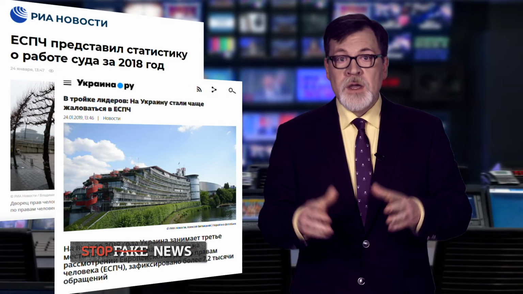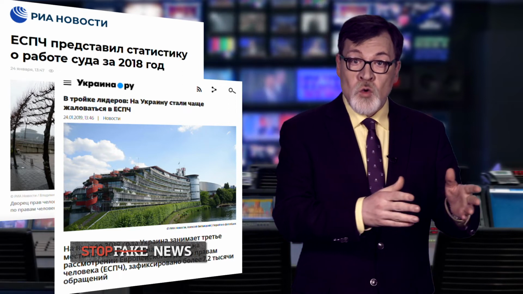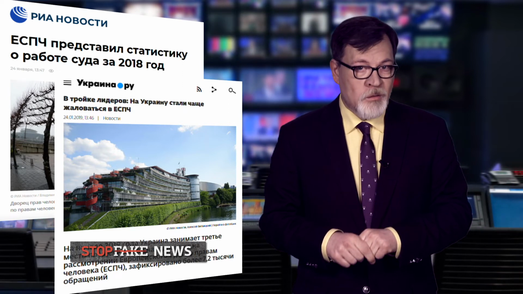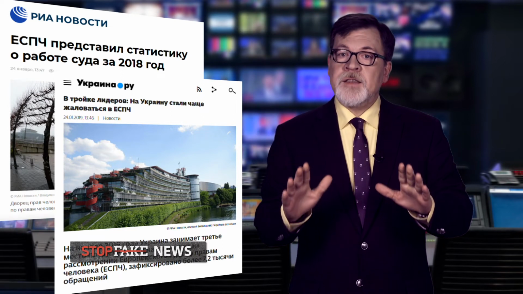And finally, a story about human rights, more specifically, the European Court for Human Rights. Last month, RIA Novosti and Ukraina.ru announced that more and more cases are pending against Ukraine in the court, and more decisions are brought down against Ukraine. Both RIA Novosti and Ukraina.ru present a very selective picture, the intention being to build up the lie that Europe is rejecting Ukraine. In 2018, the court did issue 86 judgments against Ukraine.